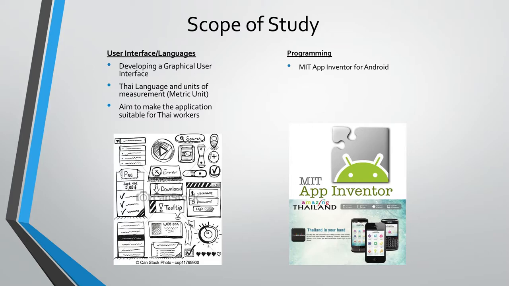And the other scope of study is that we also want to make a mobile application. We want to put the theory that we have researched into a smart mobile application. The way to do this is by developing a graphic user interface. We also want to make sure our mobile application is suitable for Thai workers, with the units in the Thai standard units of measurement. And for the programming part, we will use the MIT App Inventor to program the mobile application.